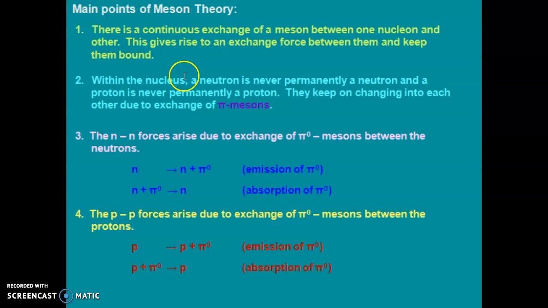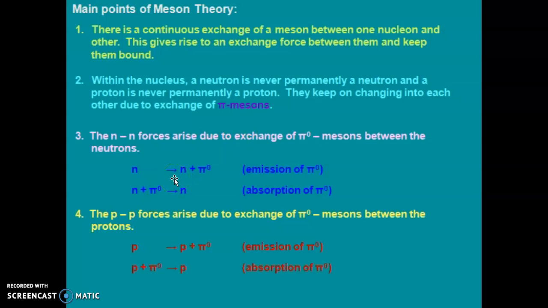So here are the main points about the Meson theory. First point: there is a continuous exchange of mesons between one nucleon and the other. They are not stable, they are not stationary, they are constantly exchanging the meson with each other. They give rise to exchange forces between them and keep them bound. Second point: within the nucleus a neutron is never permanently a neutron. Proton is never permanently a proton. They keep on changing into each other due to exchange of pi meson.